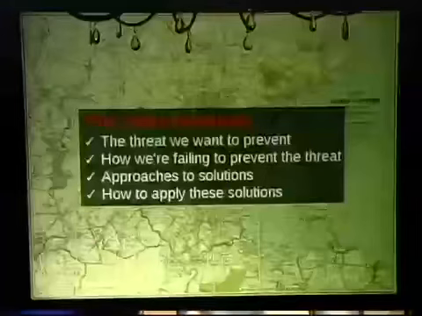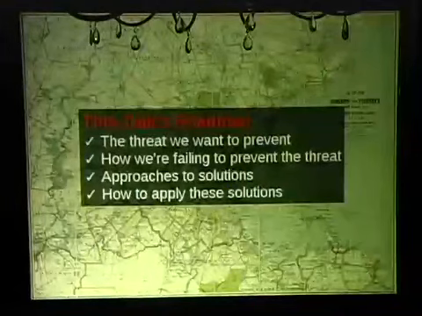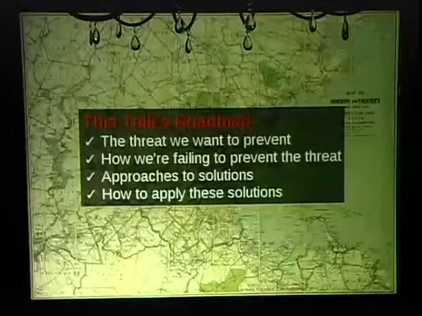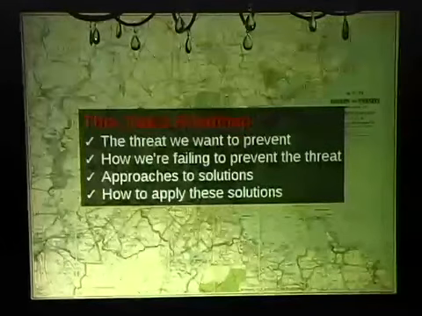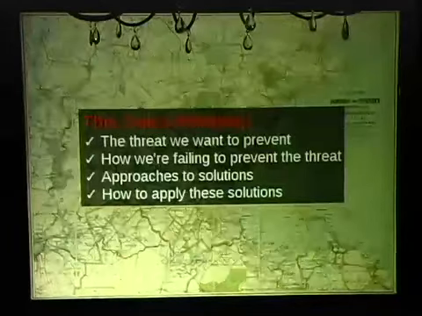What I'm going to try to do in this talk is describe a little bit and very briefly the threat that we're facing. This is a rather sophisticated audience, so I'm not going to get into too much detail here, but I want to highlight the complexity of the threat that we are addressing with circumvention tools.